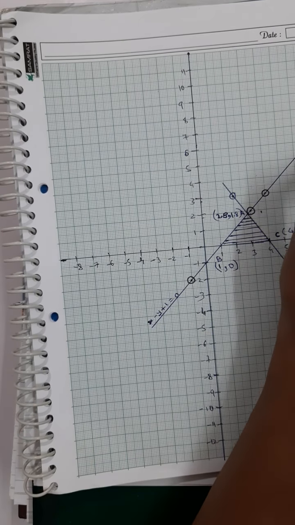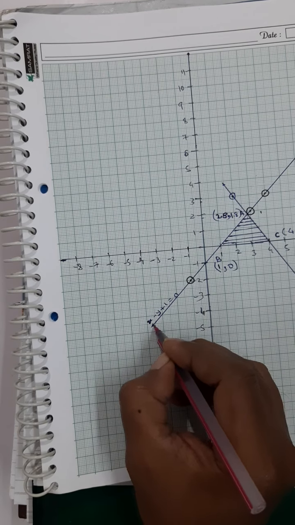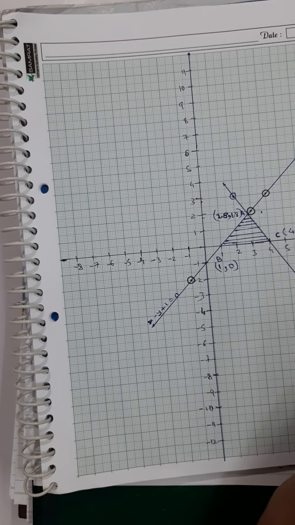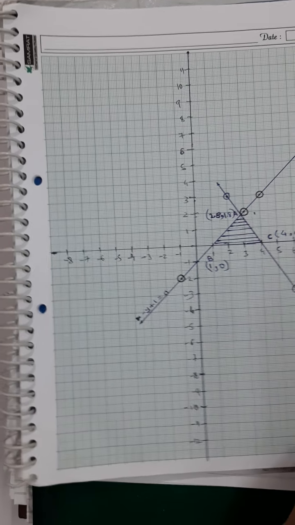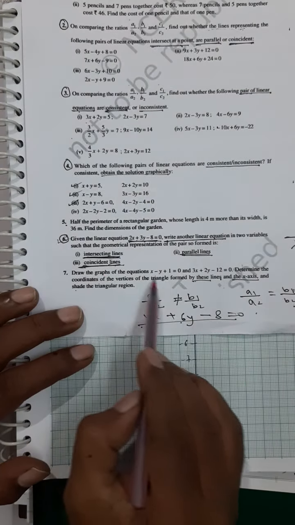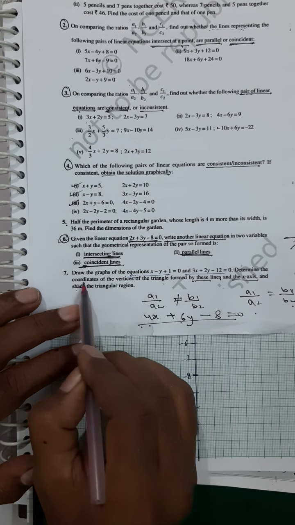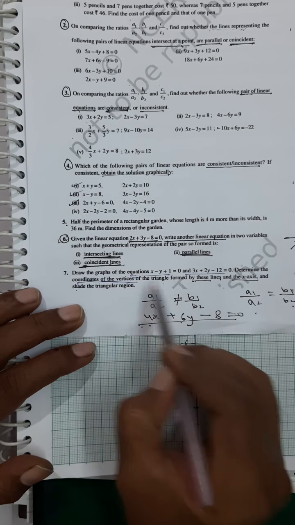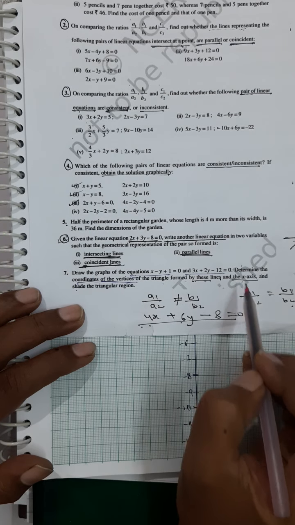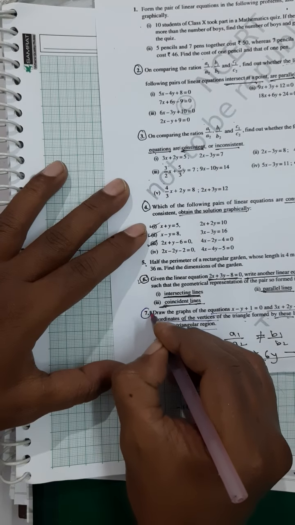And then you require arrowheads. Okay, my dear students, this is what they have asked us to do, and this is how I draw the graph of the equation. We have drawn the graph. Determine the coordinates of the vertices of the triangle. Yes, we have determined the coordinates formed by these lines and the x-axis and shaded the triangular region. That's all. With this we have finished question number 6 and question number 7 both.